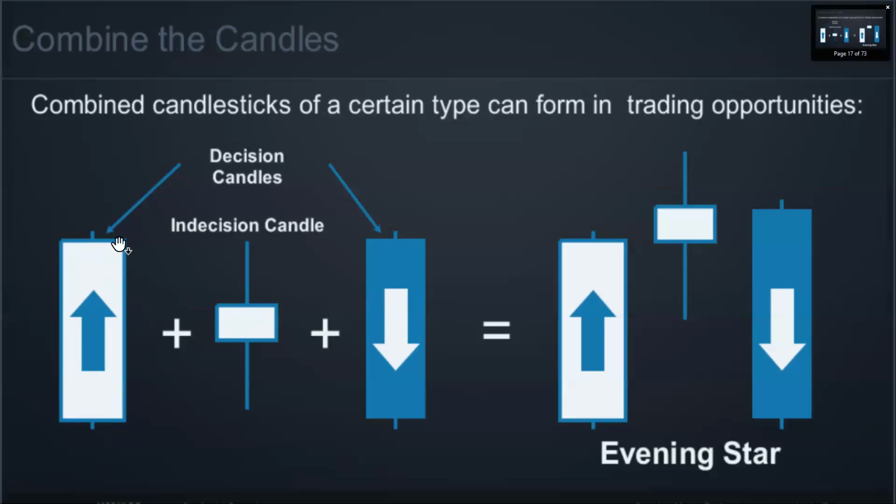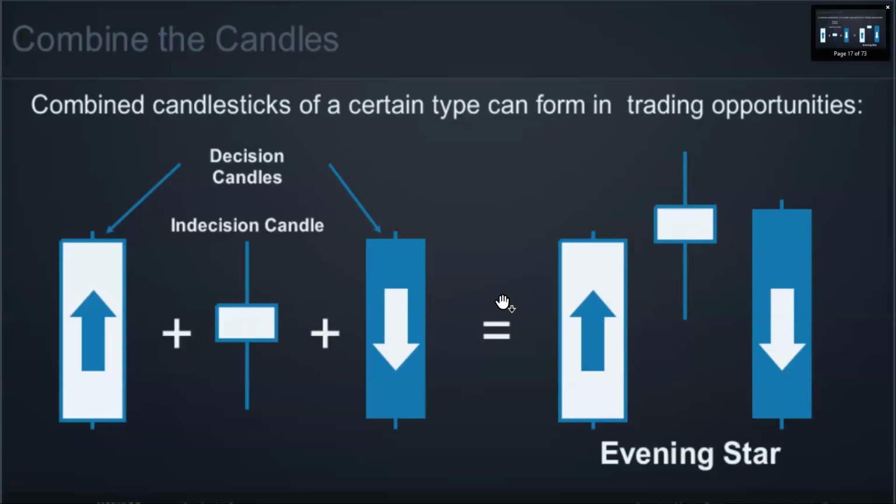So this bullish candlestick is a decision candlestick. This bearish candlestick is a decision candlestick. This spinning top is an indecision candlestick. So you have decision coming from the down, followed by a set of indecision candlesticks, and then a major decision candlestick follows. That's it. That's an evening star. The market will sell. Ideally, it looks like this: bullish, indecision, bearish.